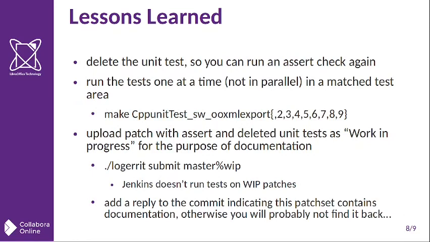Delete the unit tests that you run into so that you can run the make check again. And once you hit check in a certain area or folder, run tests in that folder sequentially and not in parallel. You can do that with a make check with the brackets as defined there, and it'll run each one after the other, and stop if it ever hits a matching test, and then you can just continue on again from there.